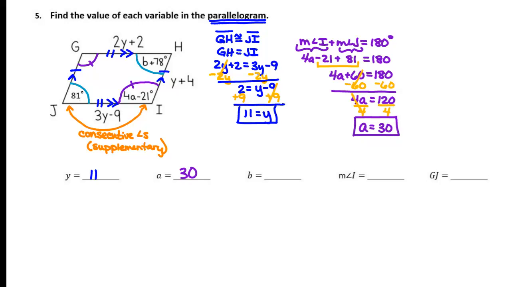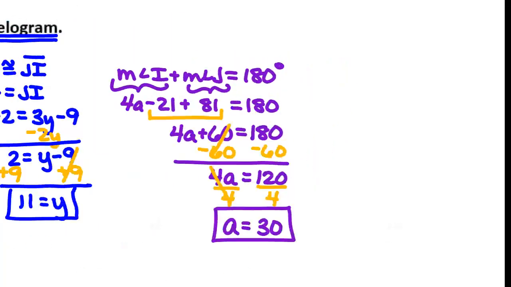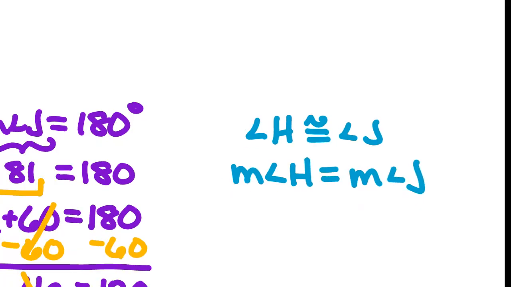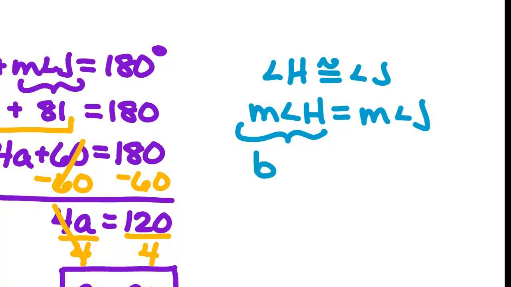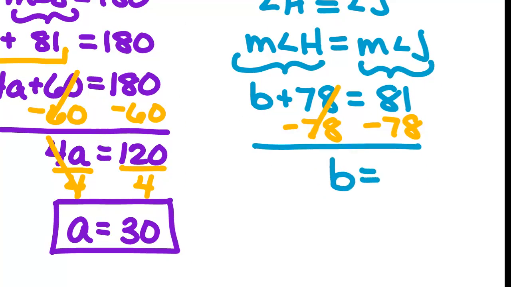What do you mean? So I do B plus 78 plus 81 equals 180? No. What's the relationship between these 2 angles? If they are equal. Opposite angles in a parallelogram are congruent. So angle H is congruent to angle J. That means the measurement of angle H is equal to the measurement of angle J. So B plus 78 is equal to 81. To get B all alone, I'm going to subtract 78 from both sides. And that gives me B is 3.